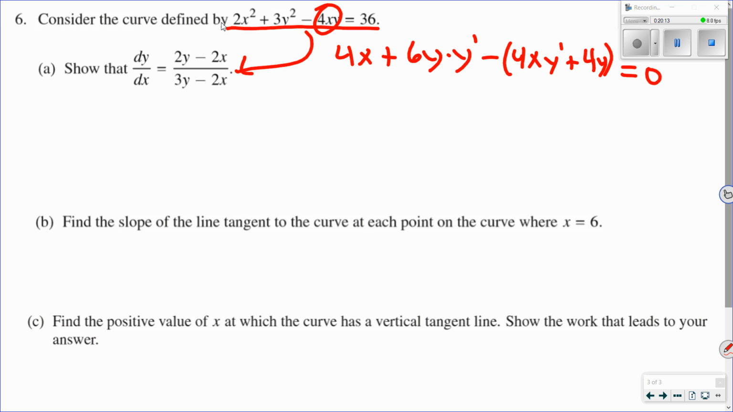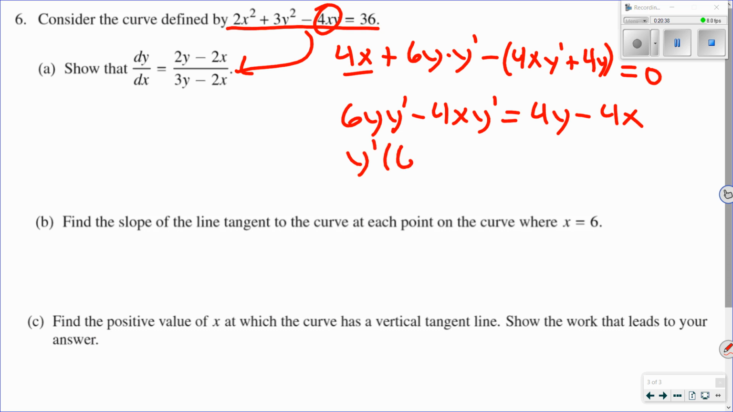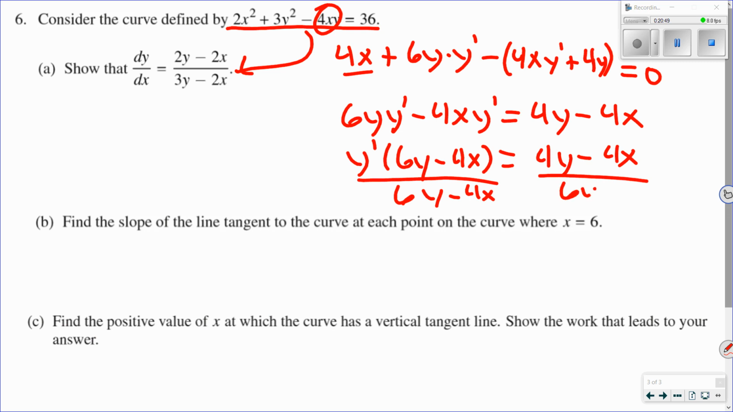Equals 0. Okay, I'm going to distribute that negative through. I'm going to get the y primes on one side, everything else on the other side. So I'm going to move the 4x and the minus 4y over. So I have 6y y prime minus 4x y prime equals, this would be a minus 4y, so when I move it over, it would be a positive 4y. I'm going to minus the 4x over. We're almost there to factor out the y prime. Divide by that. Okay, reduce that down. So that equals, and that will equal what you have up above, right? 2y minus 2x over 3y minus 2x. So we showed it. So we're good there.